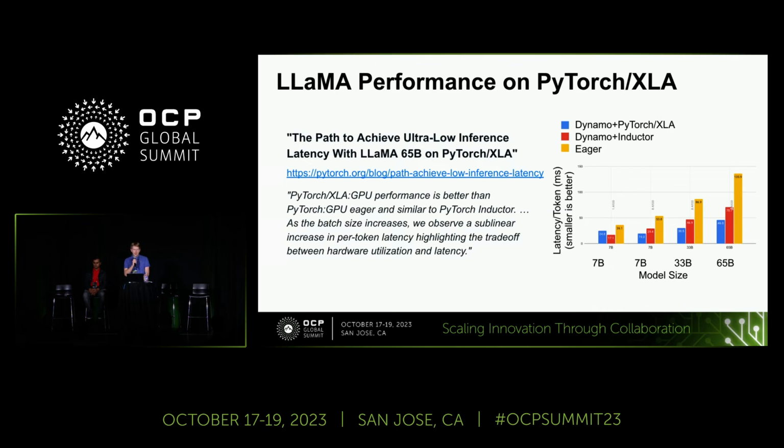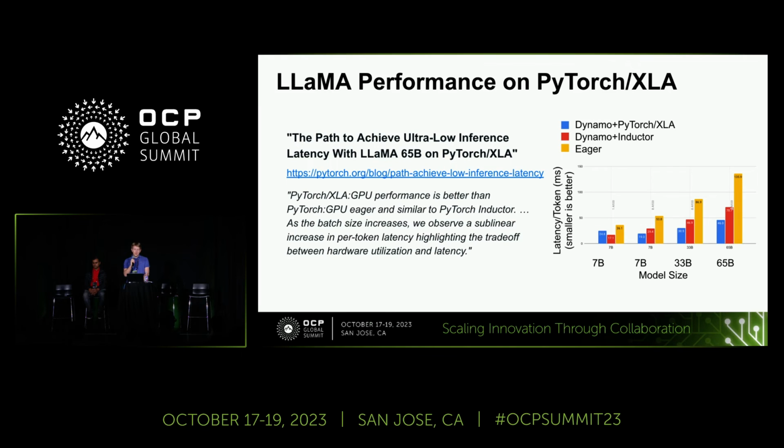And one other example here is a blog from the PyTorch blog about Llama performance on PyTorch XLA. They were using the Llama 65 billion parameter model. And in the context window, if I'm remembering correctly, it was 256 tokens for all of these runs. What they did is measure the latency per token on the graph on the right side. So this is smaller is better. You want lower latency.